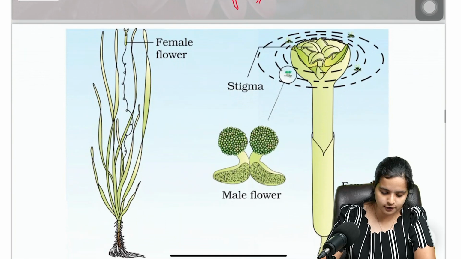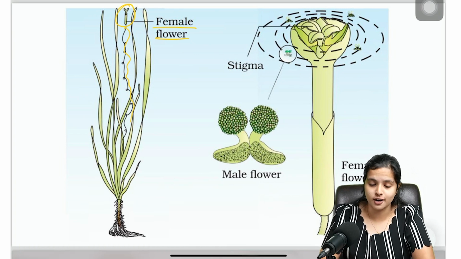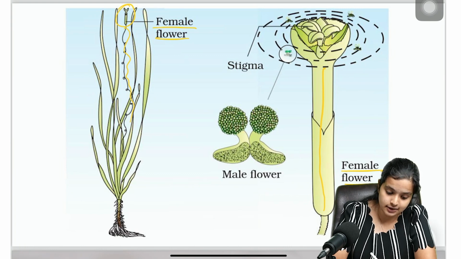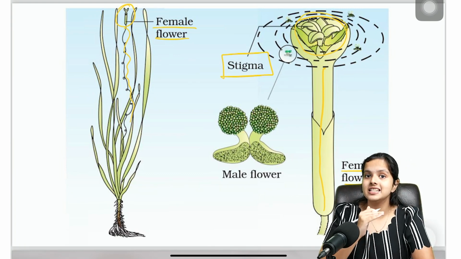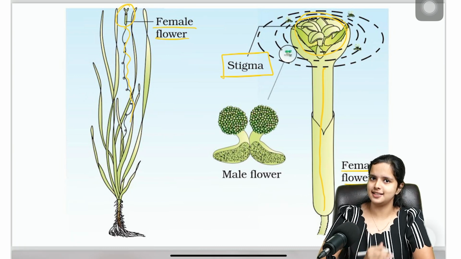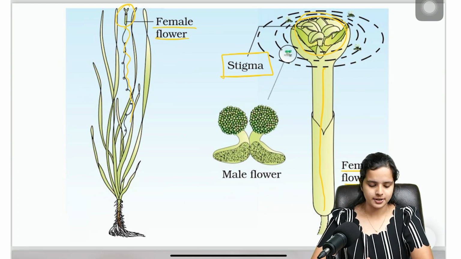I'll show you a real figure. Look at this. The female flower is over here, right at the top on a long stalk. You can look over here. This is the female flower. It has a long stalk, and the top of the female flower, or the stigma, lies at the surface in order to catch the pollen grains that are released onto the surface of the water.